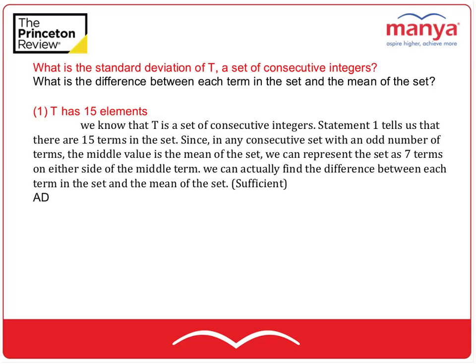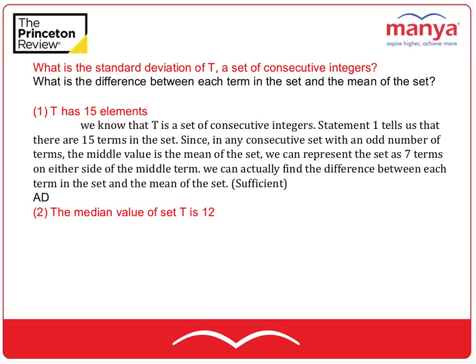Now moving on to the second statement. Since the first statement is sufficient, our answer option is going to be A or D. Now going to statement 2. The median value of the set T is 12. Right? Now we know the median value of the set T is 12.